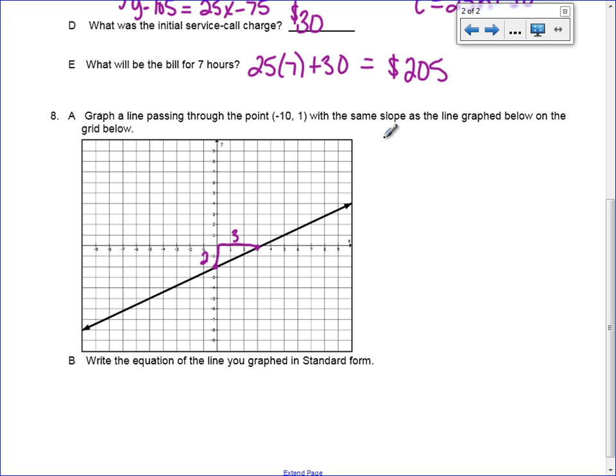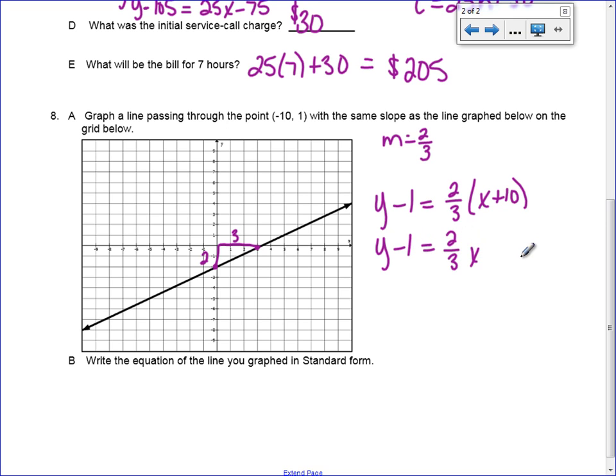So I need a line that has a slope of 2/3 that goes through this point. So we're going to use point slope form. So I'm going to do y minus 1 equals 2/3 times x plus 10, because that's a -10. So now I have y minus 1 equals 2/3 x plus, now 2 times 10 is 20 over 3, and we're going to leave that a fraction because it is not pretty as a decimal.